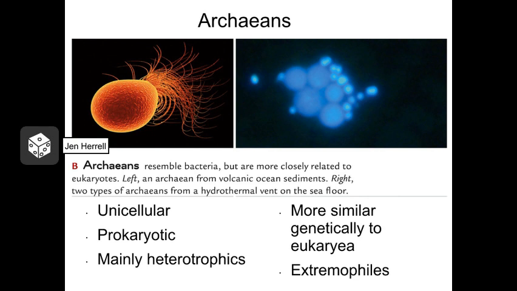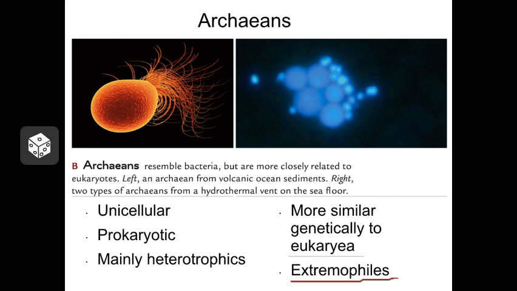Next we have the domain Archaea, which contains the archaeans. Archaeans are fairly similar to bacteria in certain ways, but they are also very unique. Archaeans are unicellular and prokaryotic, and they're mostly heterotrophic, so most of the archaeans feed on other things to get their energy. But again, they're fairly unique. Genetically, archaeans are more similar to our cells, the eukaryotic cells, than they are to prokaryotic cells. And that's pretty interesting.